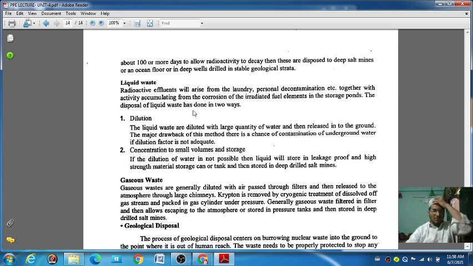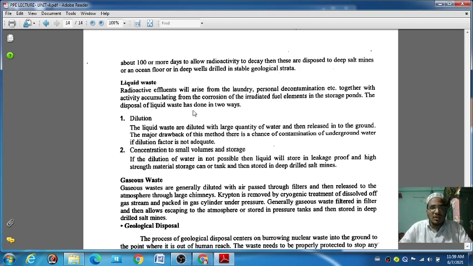The next one is liquid waste. Here, for liquid waste, we will discuss radioactive effluent that arises from the laundry sites, personal decontamination, etc., together with the activity accumulating from the corrosion of the irradiated fuel elements in the storage ponds. There are two types of disposal of liquid waste: dilution, and concentration to small volume and storage.